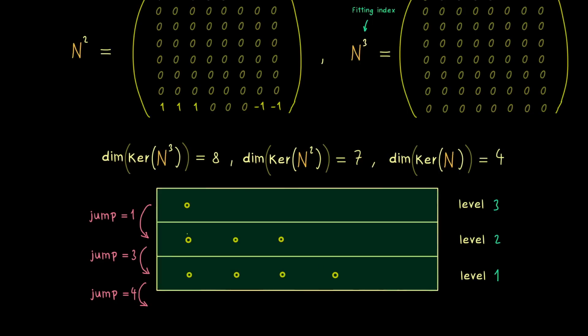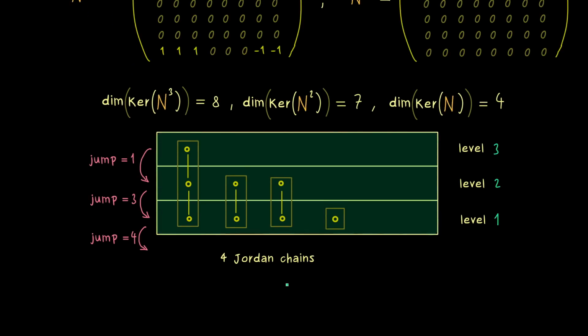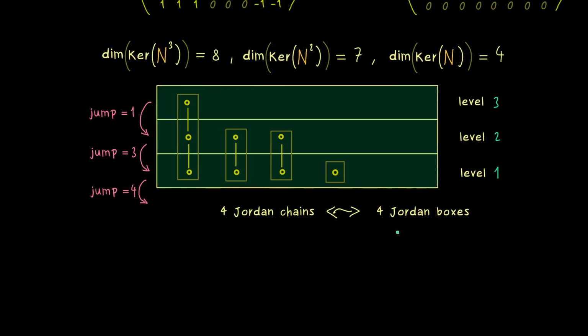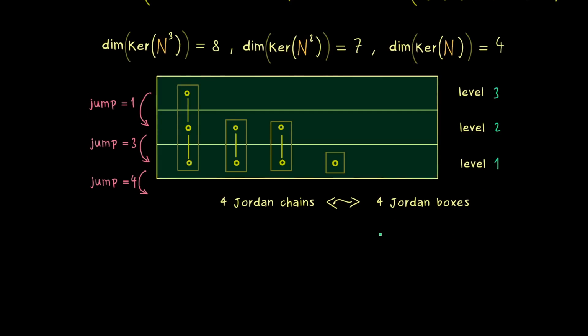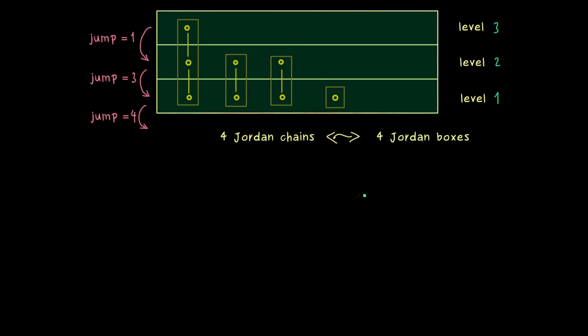These are the generalized eigenvectors, and we know we can connect them to Jordan chains. So the Jordan chains are fixed. We have one of length 3, two of length 2, and a single one of length 1. So 4 Jordan chains correspond to 4 Jordan boxes. They fill in the whole Jordan block, which is already the whole Jordan normal form in this case.